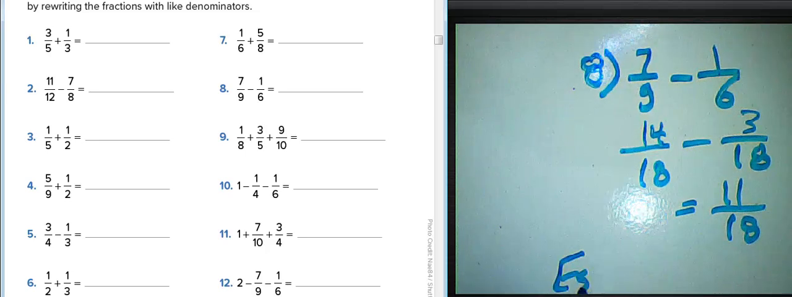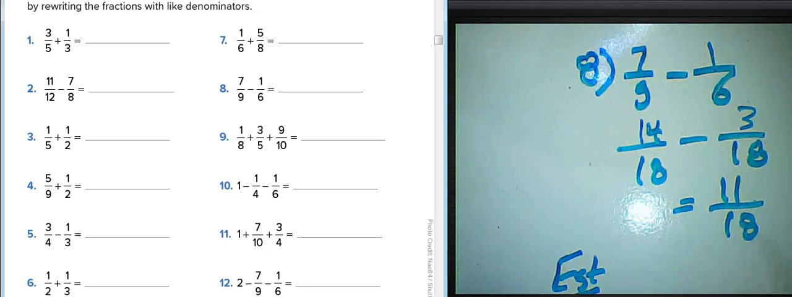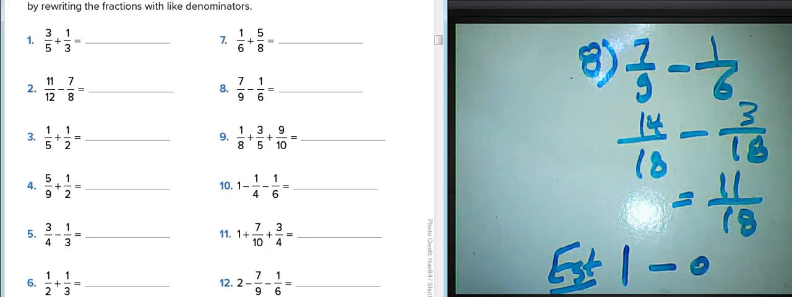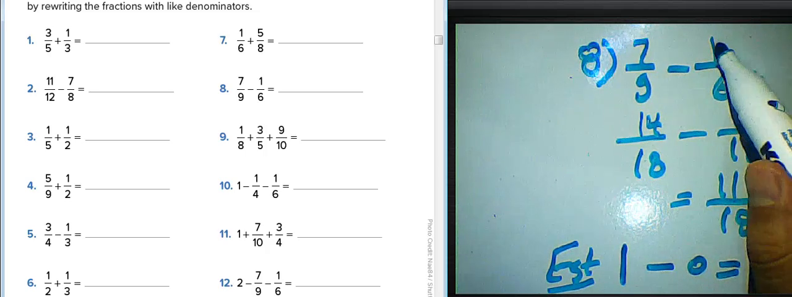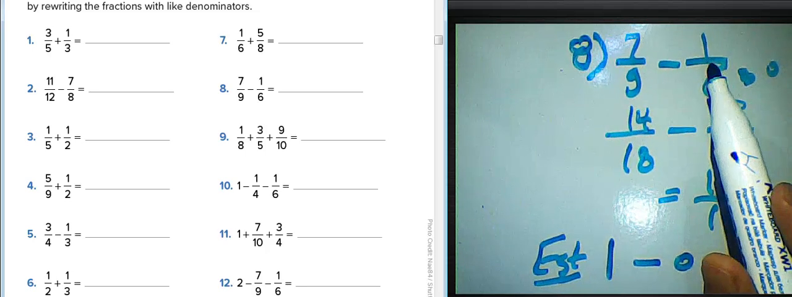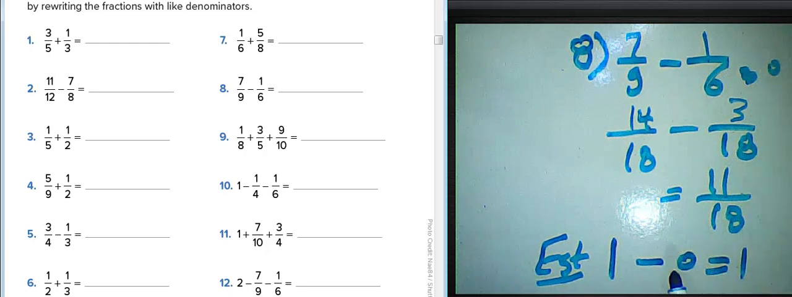Okay, and what about estimation for this result? Here, 7 over 9 is nearest to 1. And 1 over 6 is nearest to 0. So 1 minus 0 equals 1. Why is 1 over 6 nearest to 0? Because half of 6 equals 3, and 1 is nearest to 0. Ask yourself, is this digit 1 nearest to 0 or to half of 6? 1 is nearest to 0, so we must write 0.